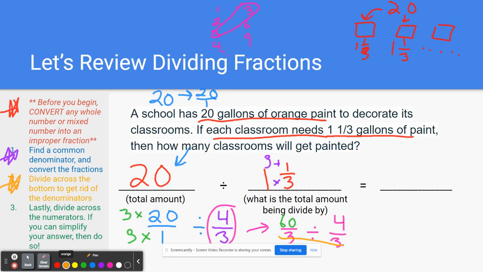Now all I have to do is worry about dividing across the numerators: 60 divided by 4. I'm going to start off by writing this as a fraction. The fraction line also means divide, so 60 over 4, or 60 divided by 4. Now I can simplify this. I could ask myself, what is 60 divided by 4? But if you don't know that off the top of your head, start simplifying it. Think of what I can divide 60 and 4 by.